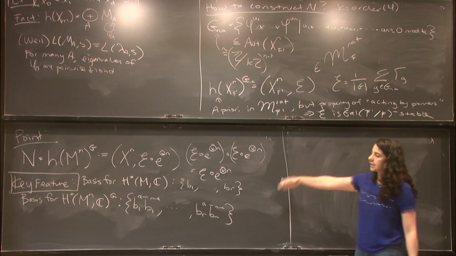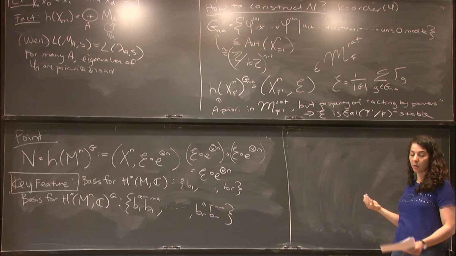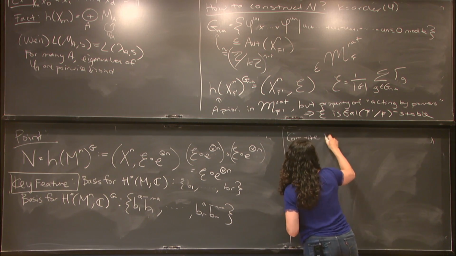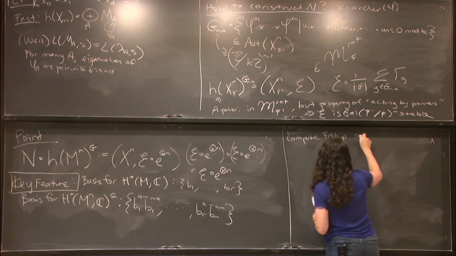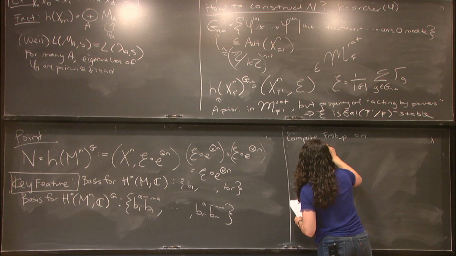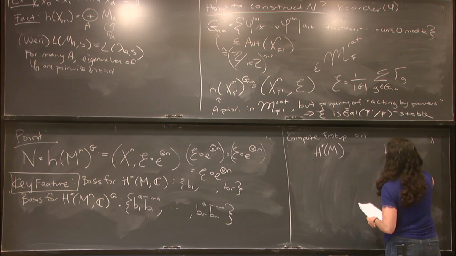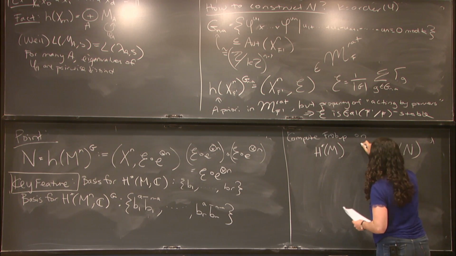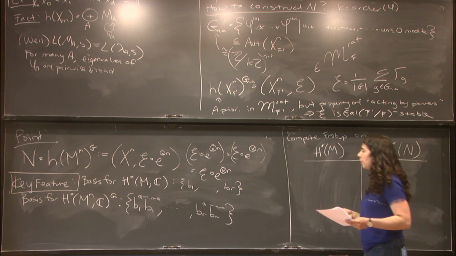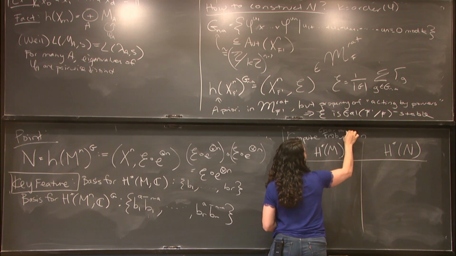Well, now that you have these bases, you can use the action of the Galois group and the comparison isomorphisms with étale cohomology to actually compute Frobenius on the one hand on the cohomology of M, but also on the cohomology of this N. And so let's compute the characteristic polynomial.